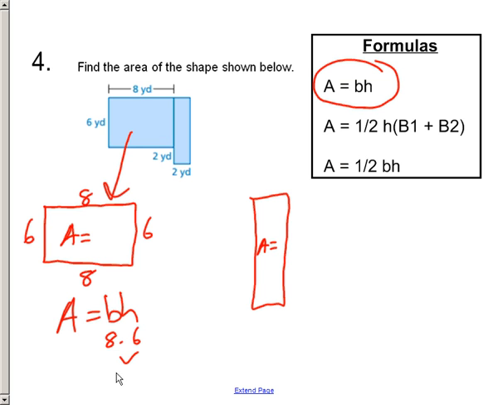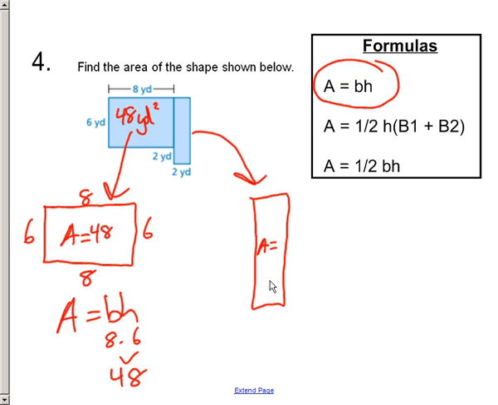So 8 times 6 is 48. So I'm going to go ahead and stick that right in here. And let's write it up here as well. So 48 yards squared is the area of this rectangle. All right, so we drew this rectangle right here.